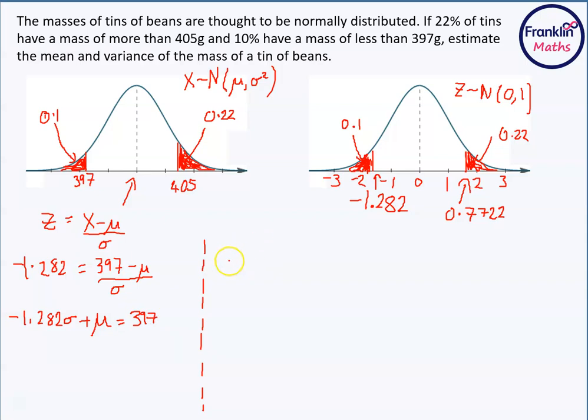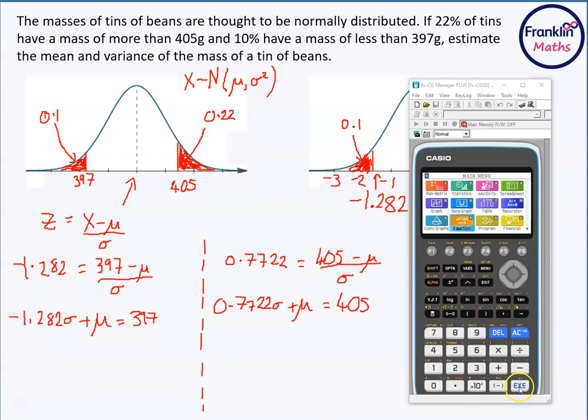And over to this one, 0.7722 is equal to 405 minus mu over sigma. So 0.7722 sigma plus mu is equal to 405. So I'm going to grab the calculator again, simultaneous equations, and see what comes out.